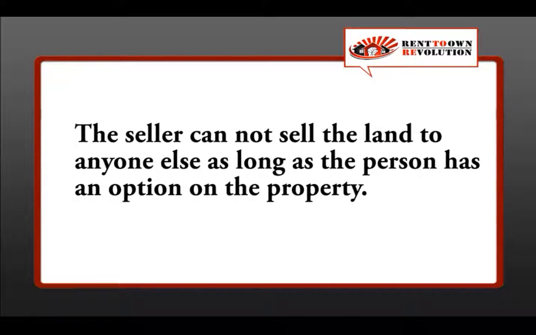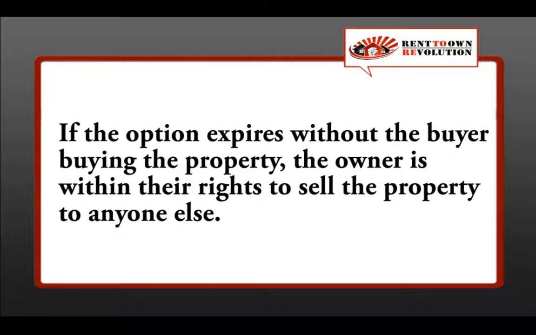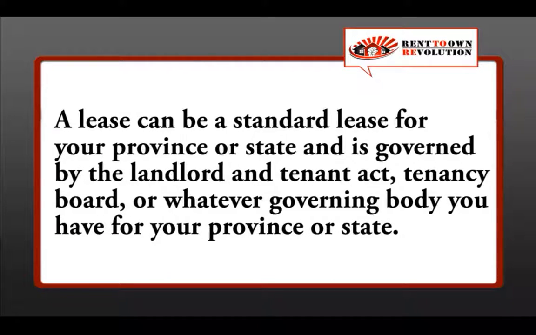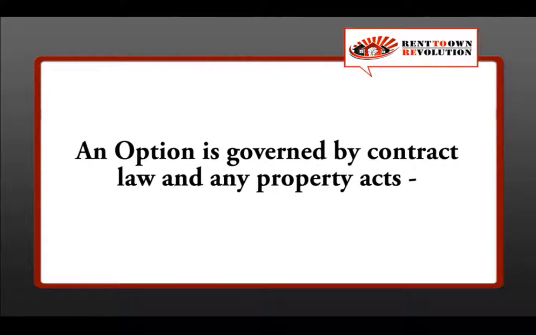The seller cannot sell the land to anyone else as long as the person has an option on the property. If the option expires without the buyer buying the property, the owner is within their rights to sell the property to anyone else. Now, a lease can be a standard lease for your province or state and is governed by the Landlord and Tenant Act or Tenancy Board or whatever governing body you have for your province or state. An option is governed by contract law and any property acts that may be associated with it.